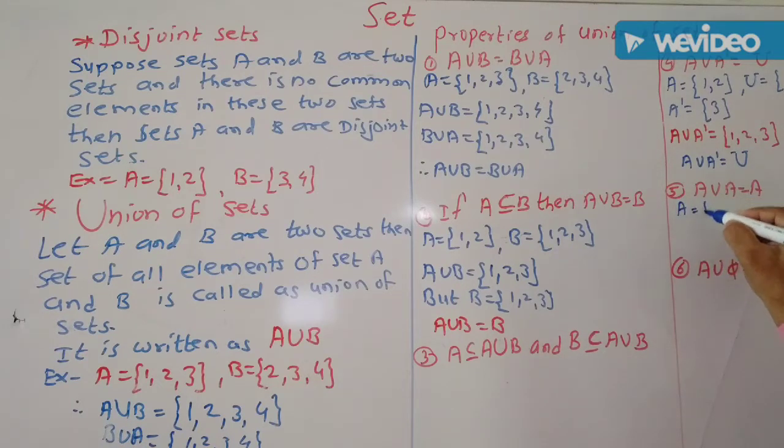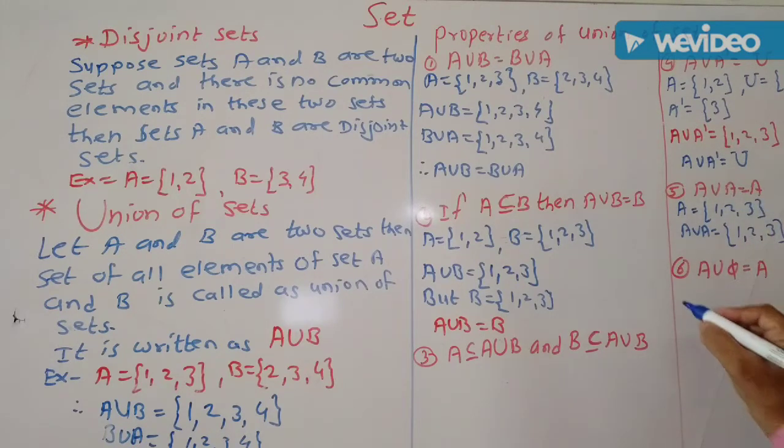Then A union A is equal to A. Suppose A is the set of 1, 2, 3, and you have to take A union A, that is the union of this A with itself. Then again we get 1, 2, 3, that is A, and therefore A union A is equal to A.